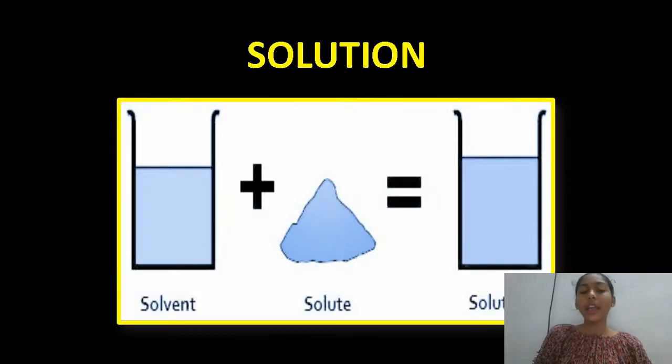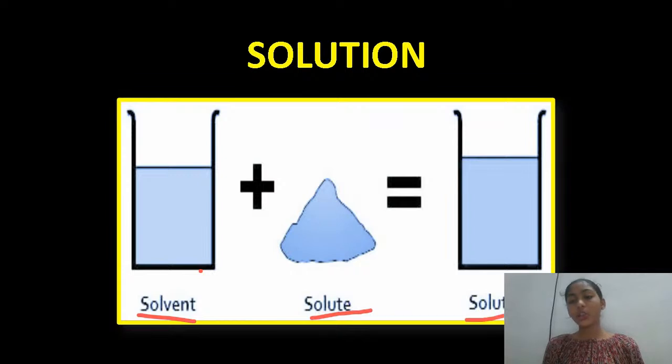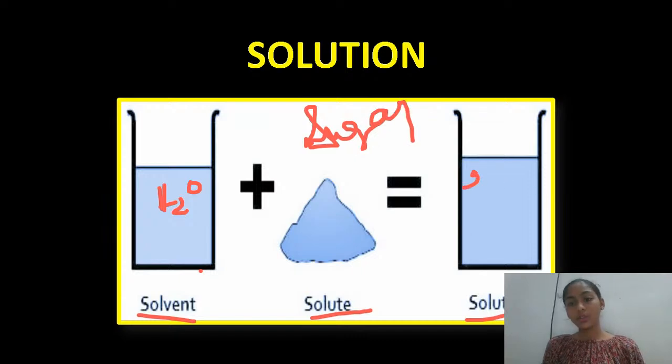Solution. I think you all have learned this in chemistry, right? Solvent plus solute is equal to solution. Both solvent and solute mix to get your solution. For example, imagine this is your water, H2O, and this is your sugar, I guess, sugar or salt. Sugar. So, what will you get here now? Sugar solution. You will get a solution.